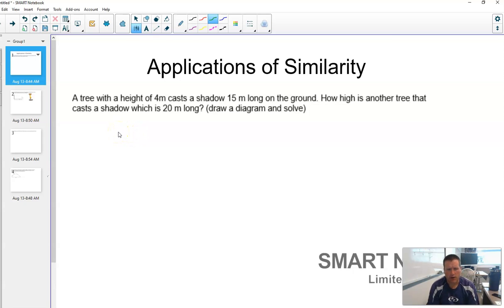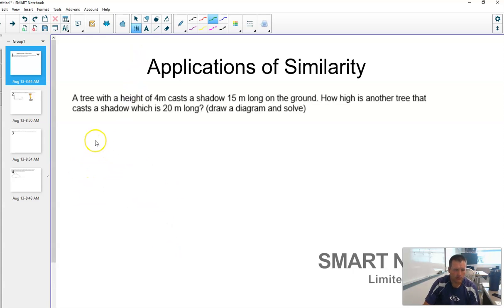And all this stuff we already know two things are similar by usually angle, or side angle side, or side side side. So for all this, we're assuming that we're either told that they're similar or we just know that they are, okay? And then we can use that idea of similarity to be able to solve different word problems. So for example, let's say we've got a tree with the height of 4 meters, casts a shadow of 15 meters long on the ground, okay?